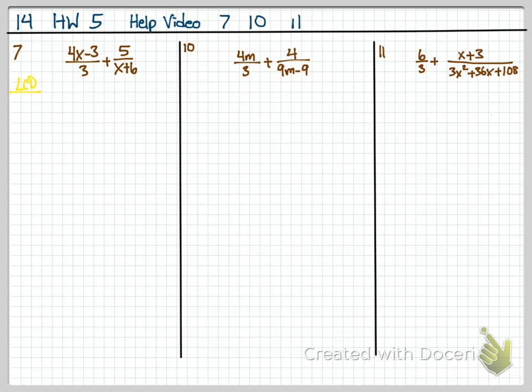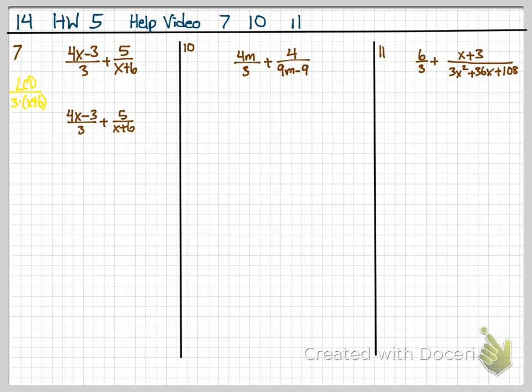So, let's look at number 7. Just like all rational functions that we're going to add, let's find our lowest common denominator. Step 1, though, is to factor everything. Look at number 7, everything is factored. So what we do in the lowest common denominator, the LCD, is take all those factors and plug them into the LCD. So we're definitely going to use 3 from the first fraction, and then from the second one, we're going to take x plus 6. So our lowest common denominator should end up looking like 3 times x plus 6.